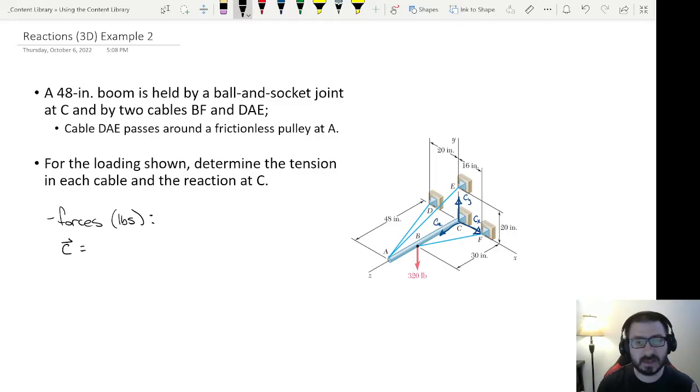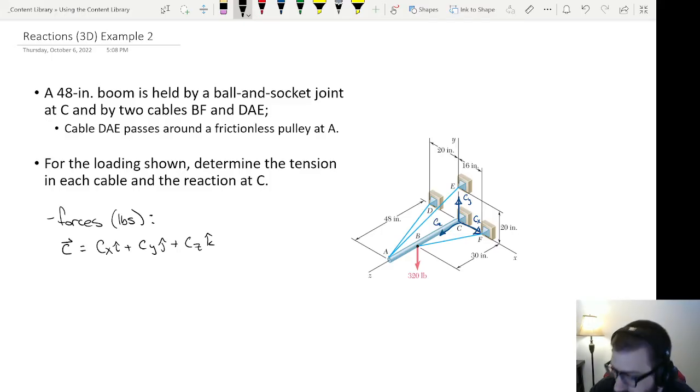A ball and socket reaction is like a pin: in 2 dimensions, a pin boundary condition has 2 reactions that are independent of one another, and in 3D, a ball and socket has 3. So that vector is going to be CXI plus CYJ plus CZK, and those are unknowns. We don't know what those magnitudes are yet.